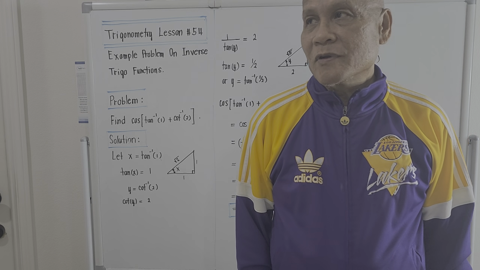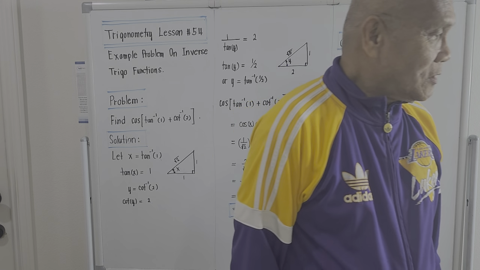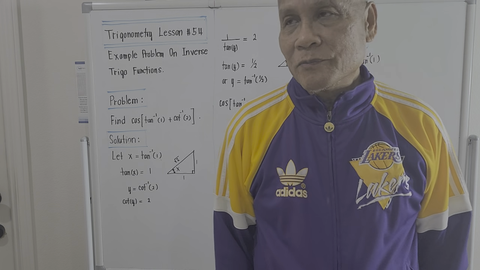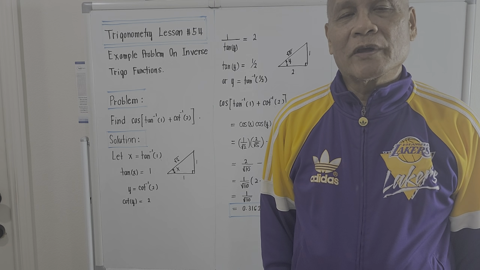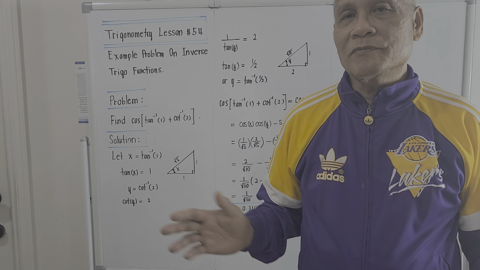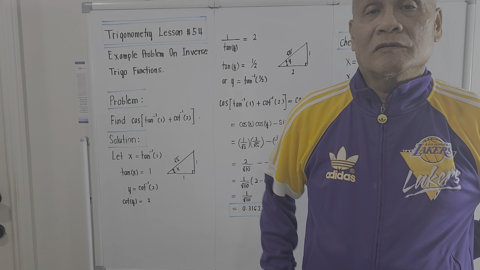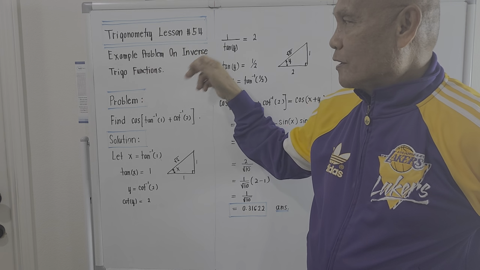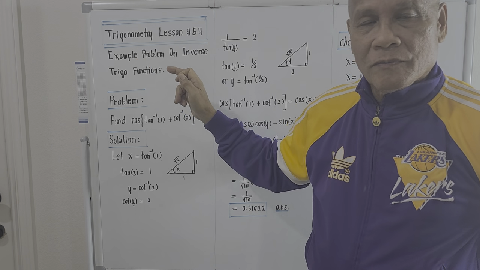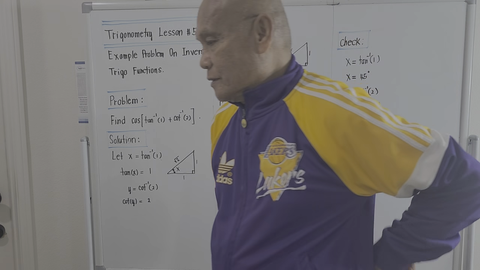The last time around, I gave you an example problem on the so-called evaluation of an inverse function. So again, for this morning, I will be repeating that as a last topic, as an additional topic. The title of the topic will still be example problem on inverse Trigo functions. Okay, let's proceed.